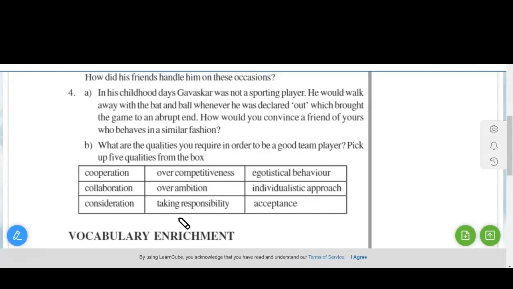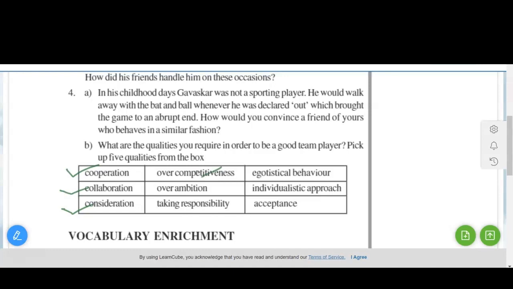First one is cooperation, very much important. You always need to cooperate with your team members when you are in a team. Collaboration, of course, you have to work with others towards that goal. Consideration, of course, you have to consider your team members when you are playing. You are not the boss. So if you are a boss also, or if you are a team captain also, you have to consider everybody as an individual.